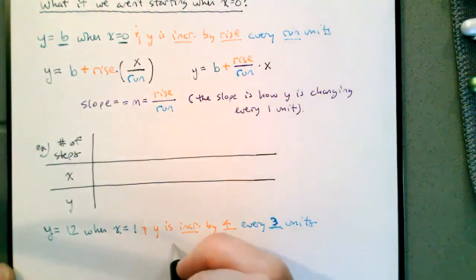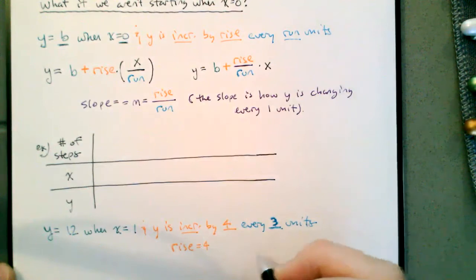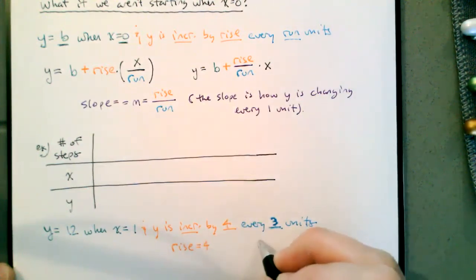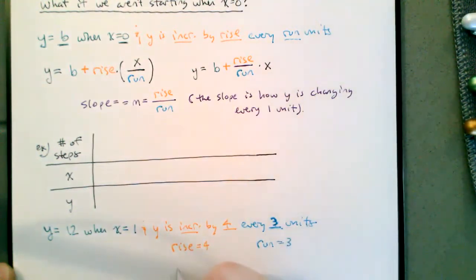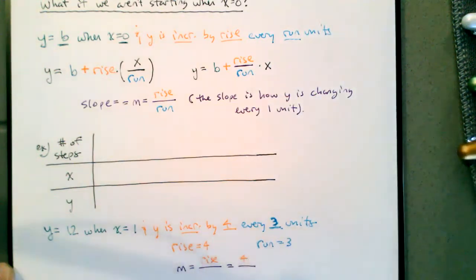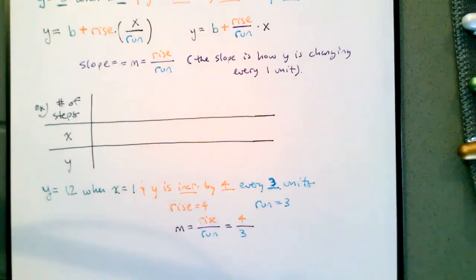This says that our rise is 4, positive 4, because I usually attach the direction to the rise, and then our run is 3. So we can write the slope, which is rise over run, as 4 over 3, because our rise is 4 and our run is 3. But we don't know what's going on when x is 0.